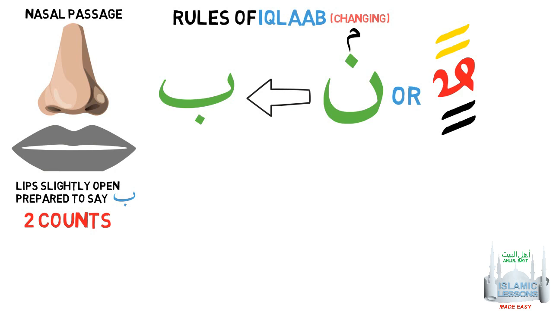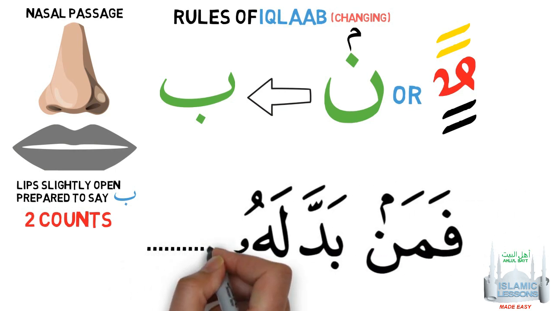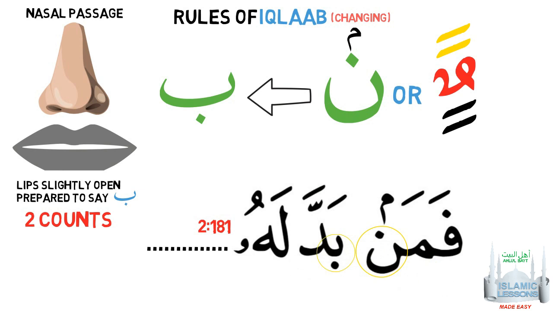For example, we see there is a Noon Saakin followed by a Ba. The little Meem has been placed above the Noon. If I am going to read these two words, it will read Faman Badala. I changed the Noon sound to a Meem sound, coming through the nasal passage with my lips slightly open, holding it for two counts, ready to pronounce the next letter.